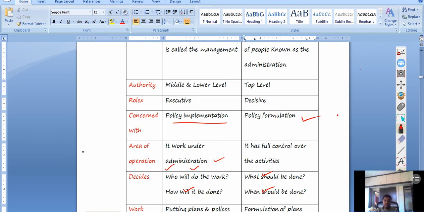Management decides who will do the work and how it will be done. But administration decides what should be done and when it should be done.